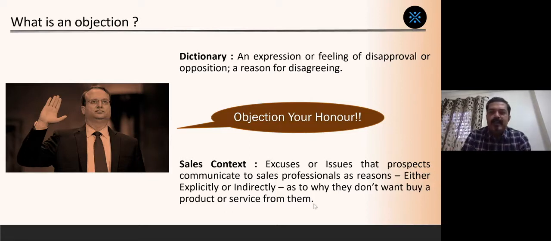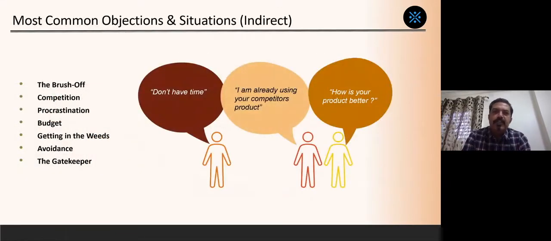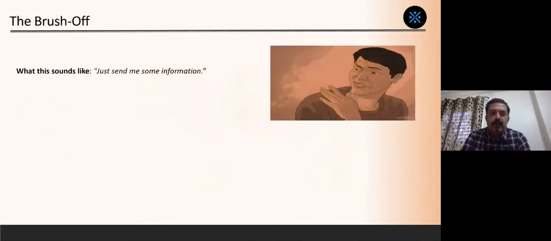Ideally, there will be a lot of different objections and situations that might come across during your sales process. We are going to look at each one of them in detail: the Brushoff, the competition, procrastination, budget, getting into weeds, the avoidance, and the gatekeepers. Gatekeepers is more of a situation; I'll just talk about it briefly in the end. So let's go to the first one, which is a Brushoff.